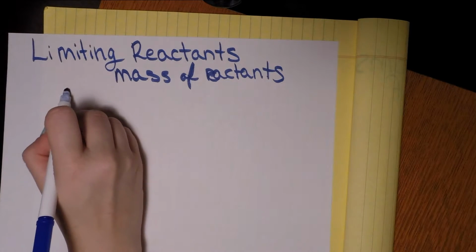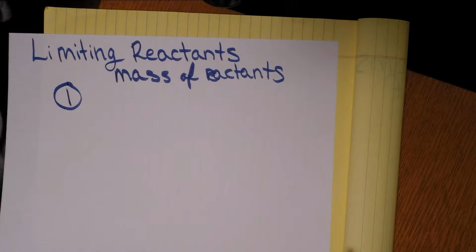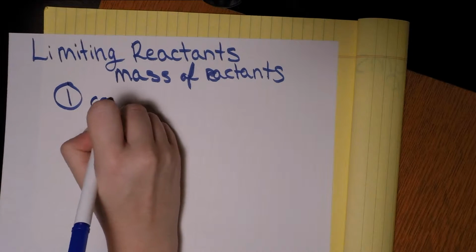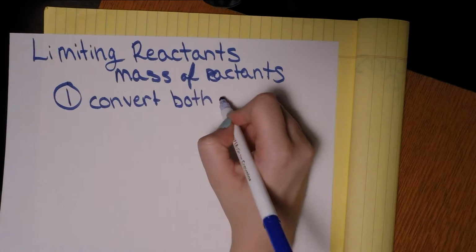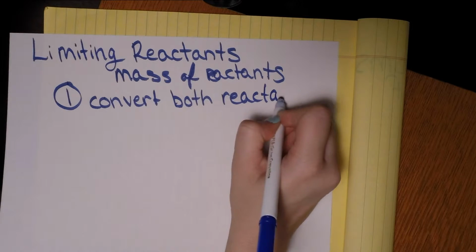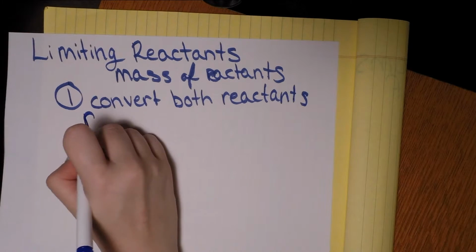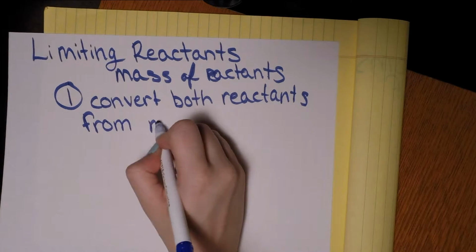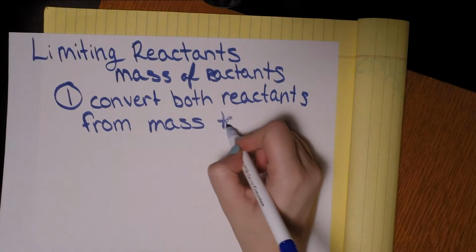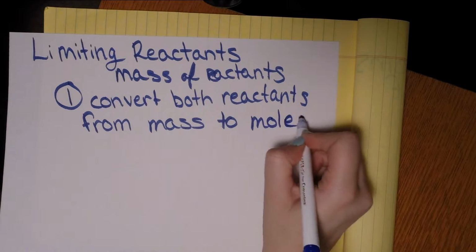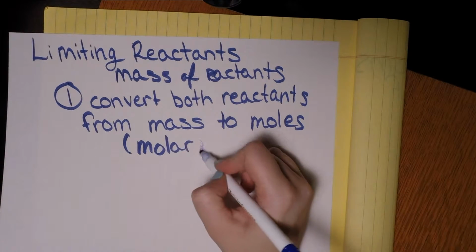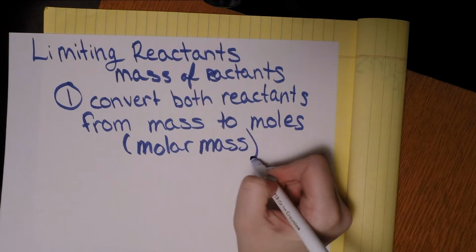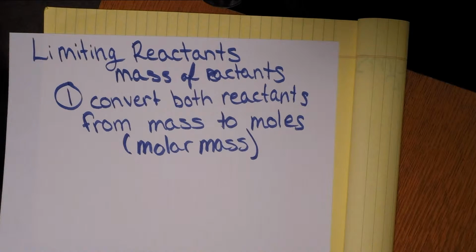Okay, your first step when you're given mass of the reactants is to convert both reactants from mass to moles. And you do this using molar mass. This allows us to use the chemical equation to compare our different reactants.